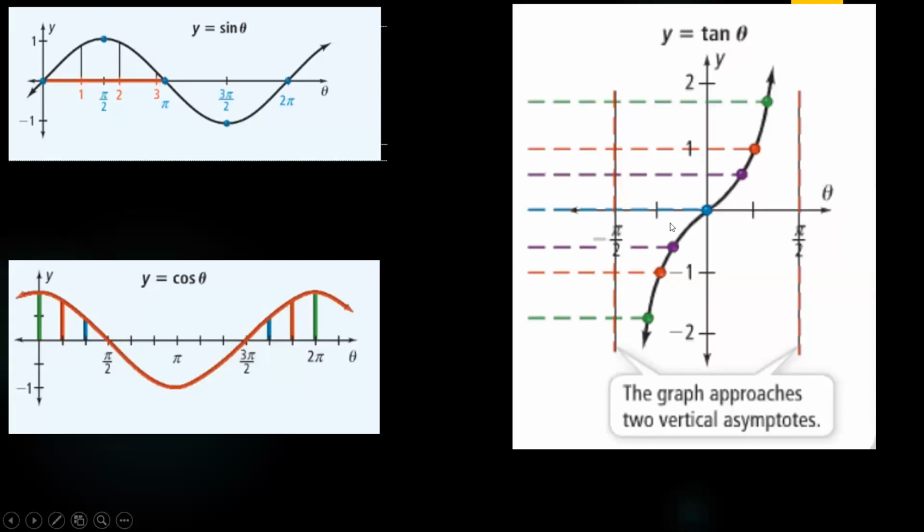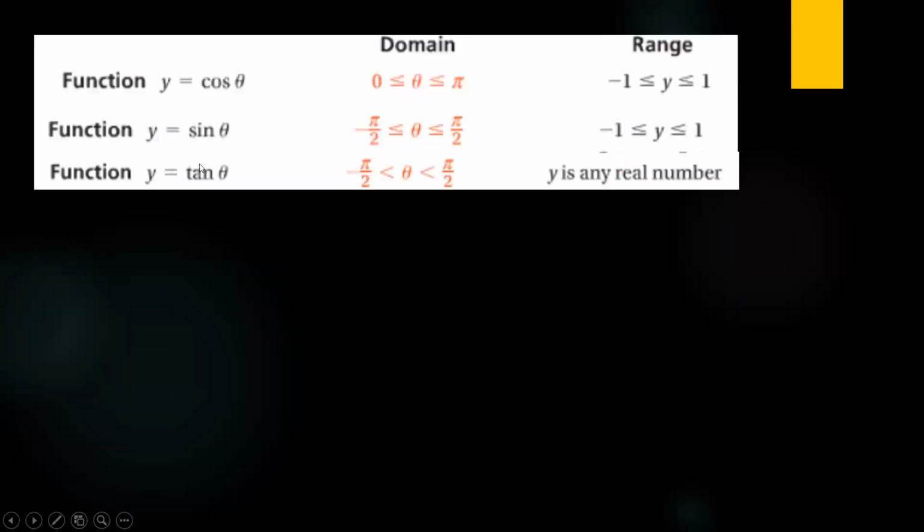Now, let's revise. What did you say? We say that this is the graph for sine, cosine, and tan. And we said that the domain for the sine will be from negative pi over 2 up to pi over 2, and they are included. And the range will be from negative 1 to 1.